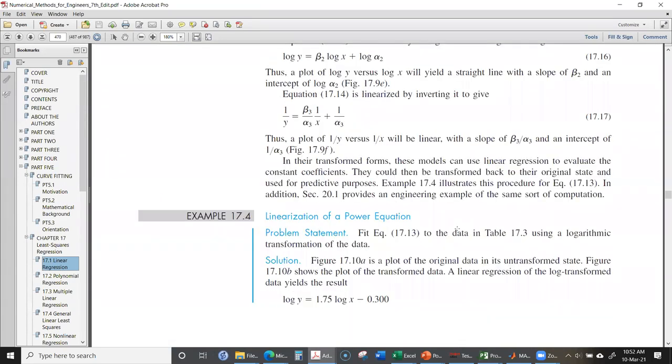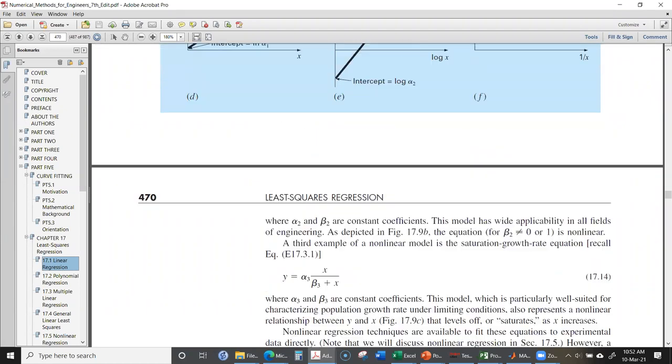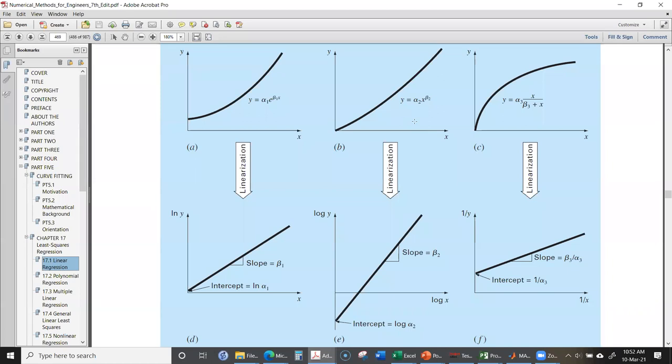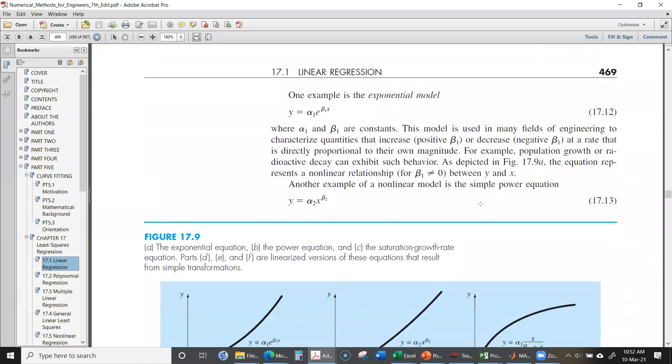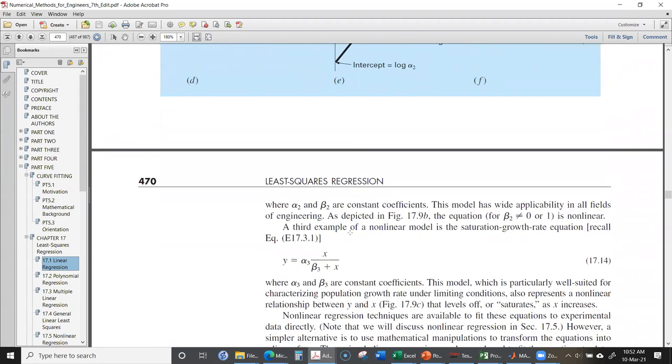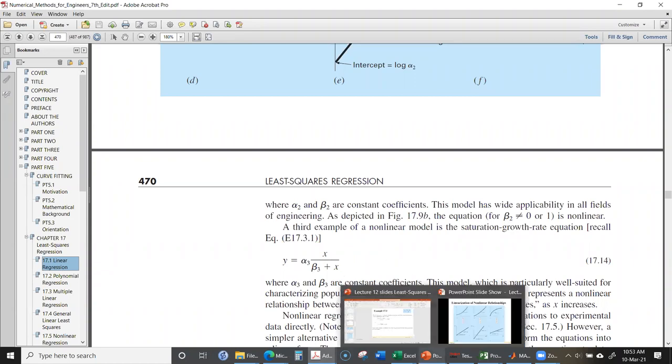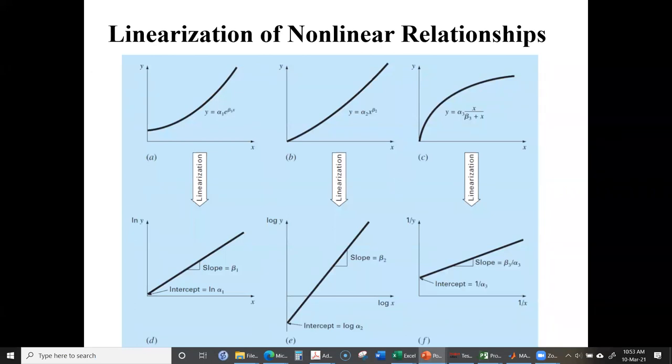So these are some of the ways for the linearization of curves of these kinds: the exponential model, then the simple power equation, and then the third type, which is called the saturation growth rate equation. For these three cases, exponential, simple power, and saturation growth rate equations, we can apply the linearization technique to convert those curves into their linear equivalent, and then we can apply the linear regression.